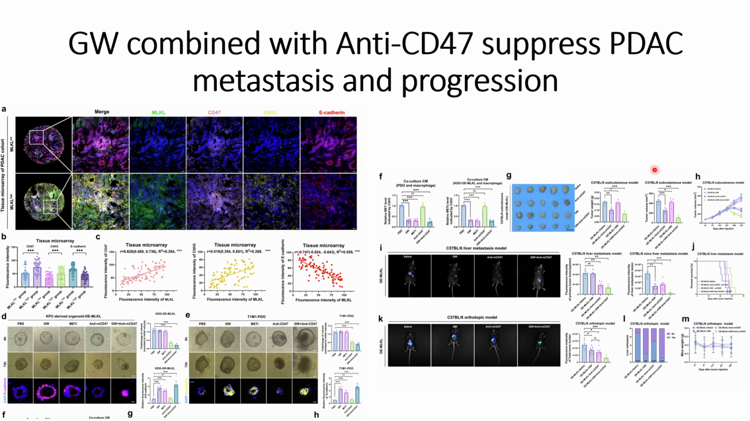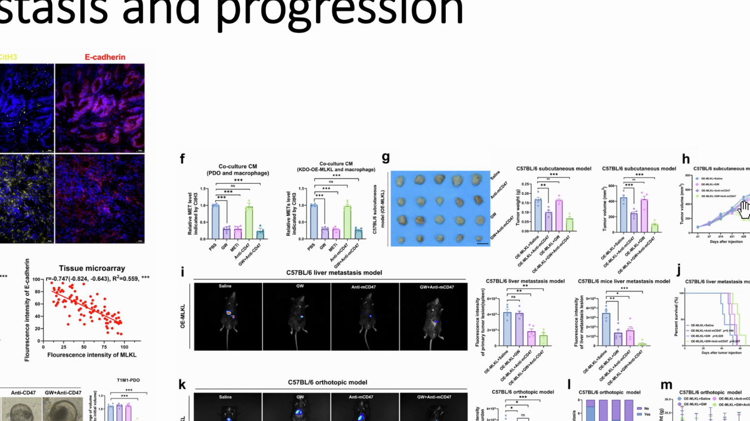Thereafter they do the in vivo studies in this mice model that has an efficient immune system, and when they use the overexpressed MLKL plus GW and anti-CD47, they see the lowest tumor weight and tumor volume, and simultaneously these tumor volumes are reduced when they use GW and anti-CD47.